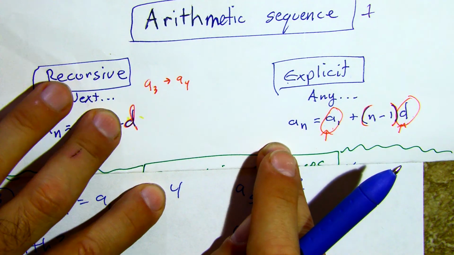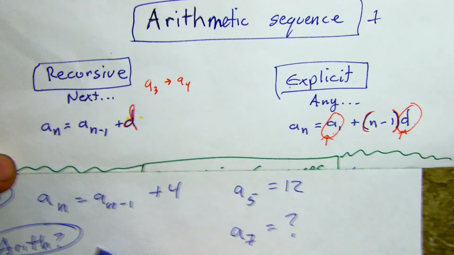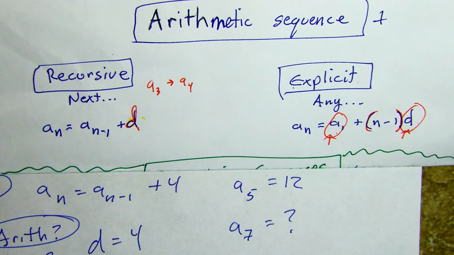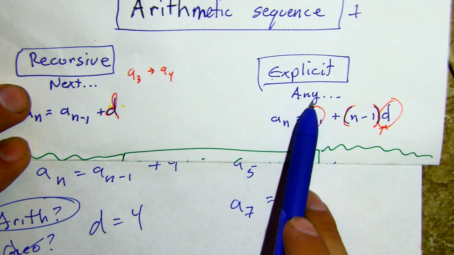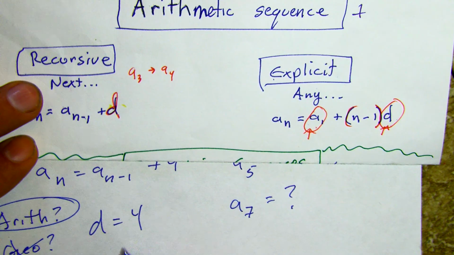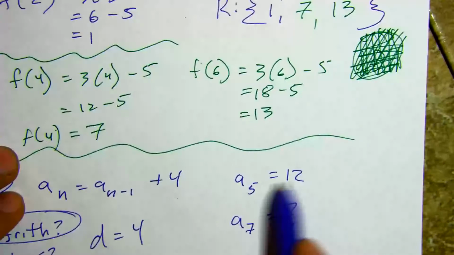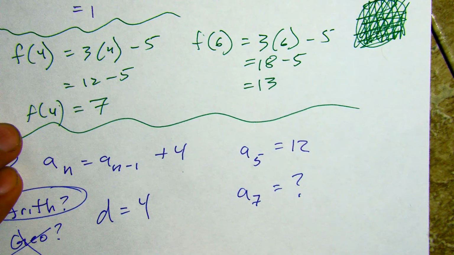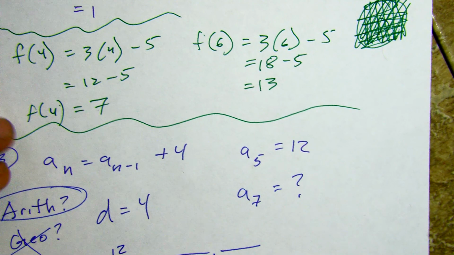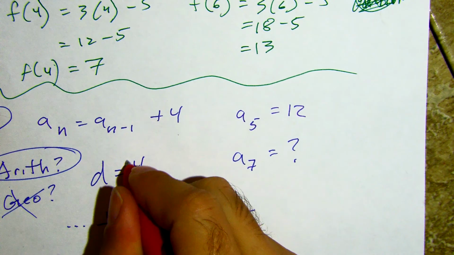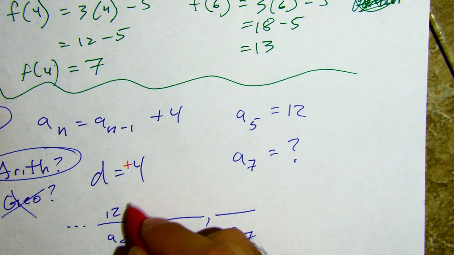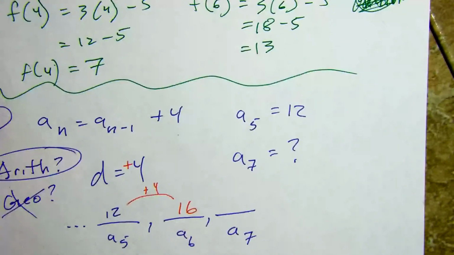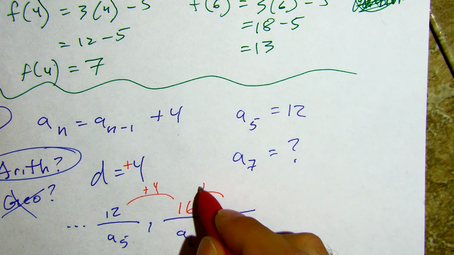So this gives us enough information to figure out our way through this. We don't even have to create an explicit formula. What we can do is note what we're given. We're given that a sub 5 is 12. So, dot, dot, dot, a sub 5, we're going to look at a sub 6, and what we're looking for is a sub 7. If a sub 5 is 12 and my d value is plus 4, we add 4, we get 16. We add 4, we get 20. And that's what we were looking for: a sub 7 is equal to 20.